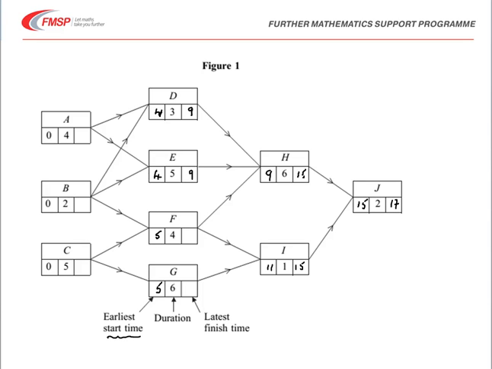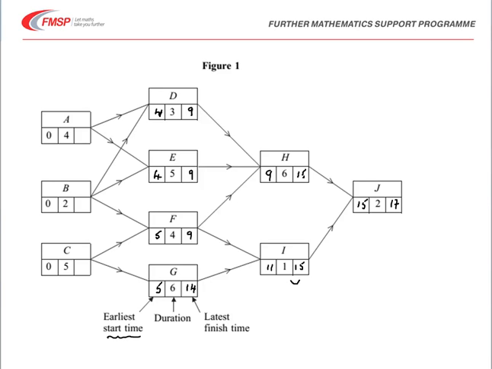If we look at F, however, we can go back from H or I, so we've got 15 minus 6 is 9, 15 minus 1 from I is 14. We want the smallest this time, remember, so that the latest finish time here is 9. And from I coming back to G, there's only the one route, so it's 15 minus the 1 here, which gives us a latest finish time of 14.